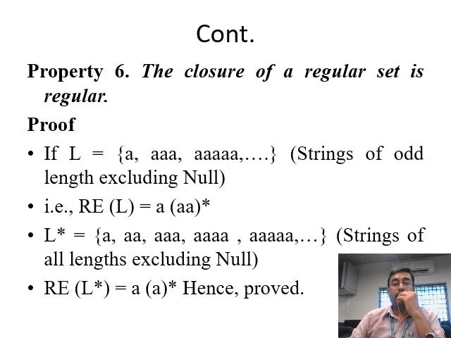Next, property 6 is closure of a regular set. Over here, if I take L as odd length values, single A, 3 A's, then 5 A's, so this is my odd length. If I perform my closure operation, L star means single A, 2, 3, 4, 5. So that is strings of all lengths, because it is the closure of my regular set.